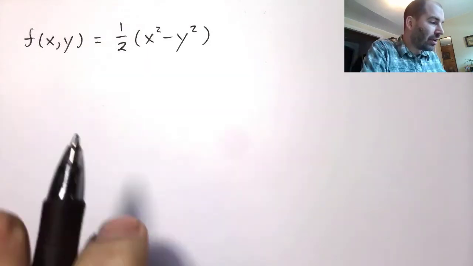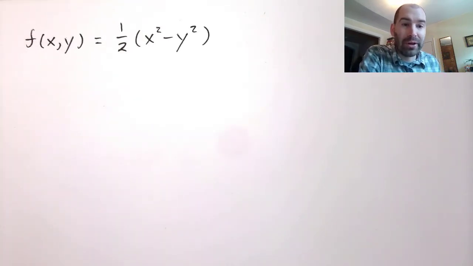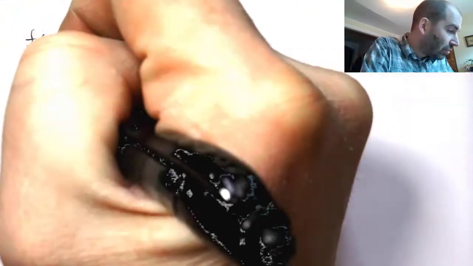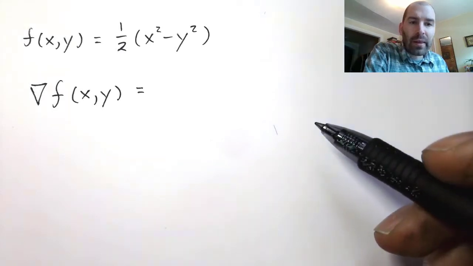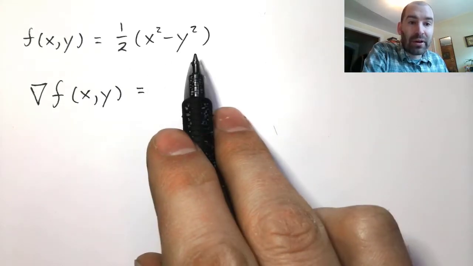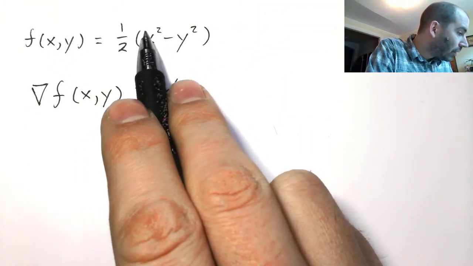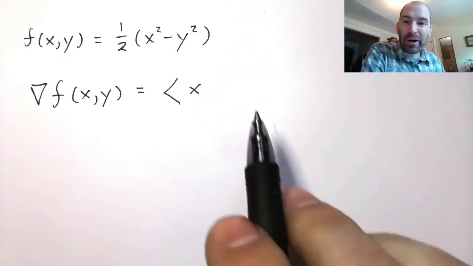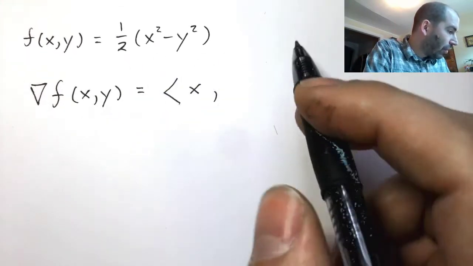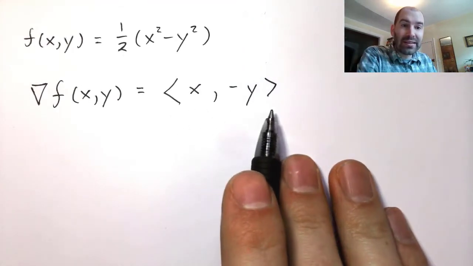All right, so let's do it to this function right here. This is the first function we looked at, the hyperbolic paraboloid. So let's compute the gradient function. I'm going to take the gradient of f, and I'm going to evaluate it at any point x, y. Okay, so we need to compute the x derivative of this function. If I compute the x derivative, the 2 comes down, cancels with 1/2, so I just get x. All right. Now, what if I do the y derivative of this function? Well, I get minus y. So the gradient of the function is this vector function.